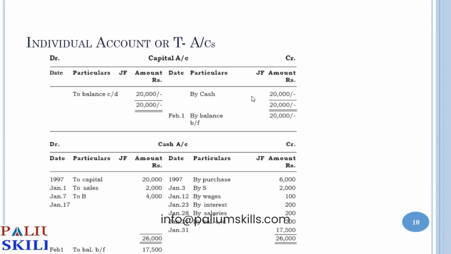So this is by cash, only one transaction happened, 20,000. On the other side, you will write to balance carried down, 20,000. And following month, that 20,000 will move to the opposite side. So it will become by balance brought forward 20,000. Which is basically this one coming forward. Here also the same thing will happen. Cash account, all these transactions happened. Total is 26,000.